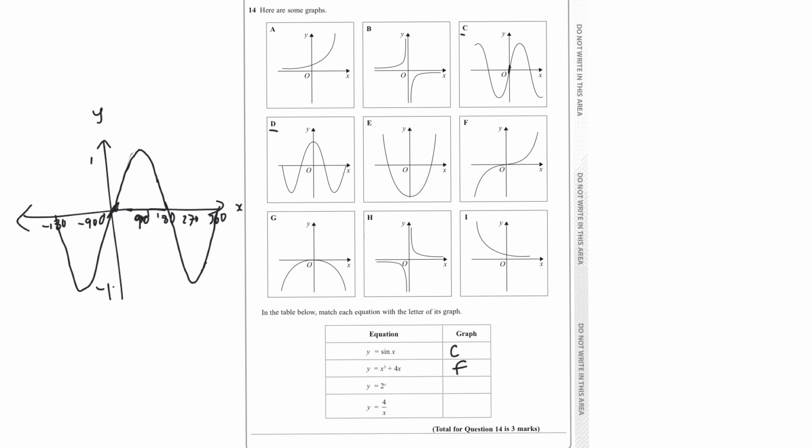And then we've got 2 to the power of x. So this would be an exponential graph. So we're looking for a graph that looks exponential. Exponential graphs, just to recap, are the ones that look like they're progressively going up. So then that would be our A.